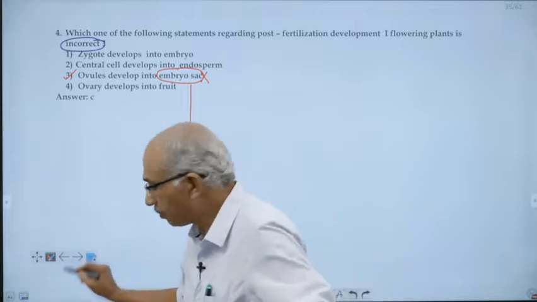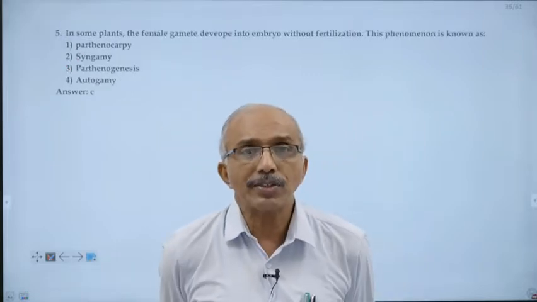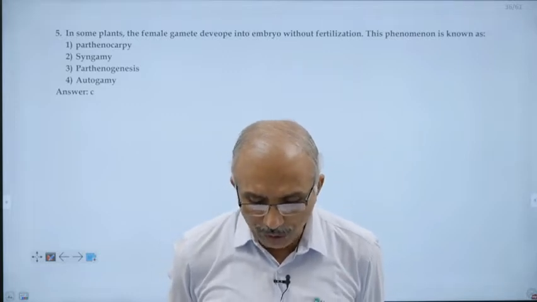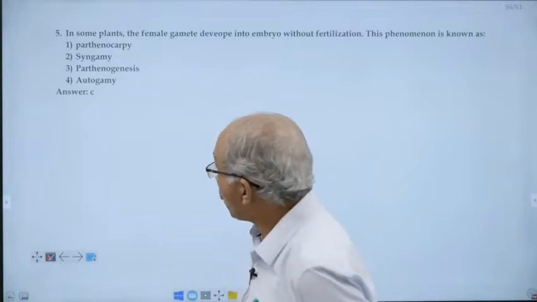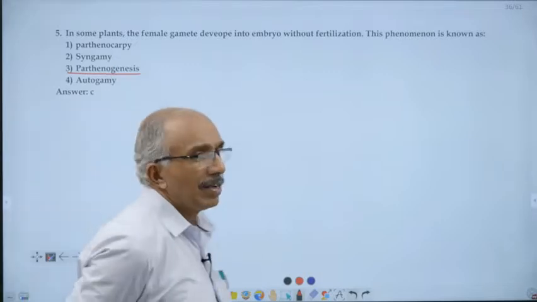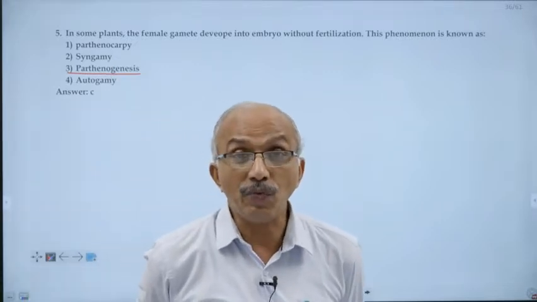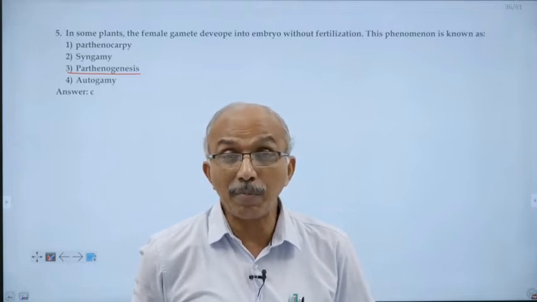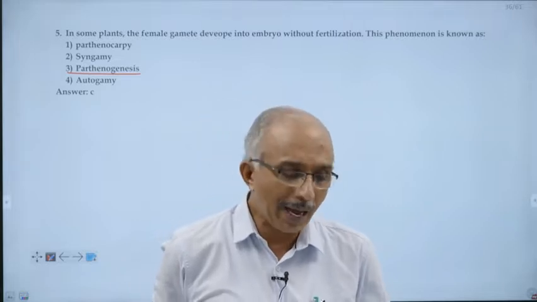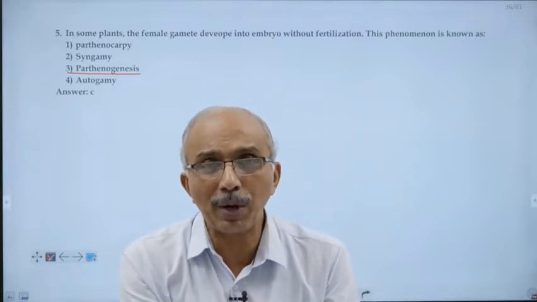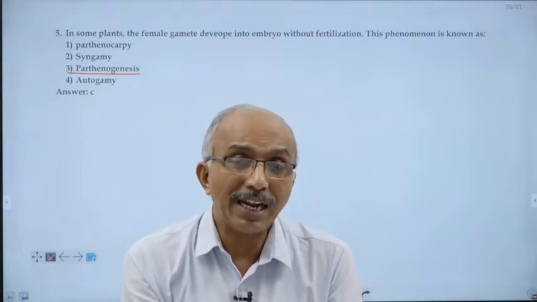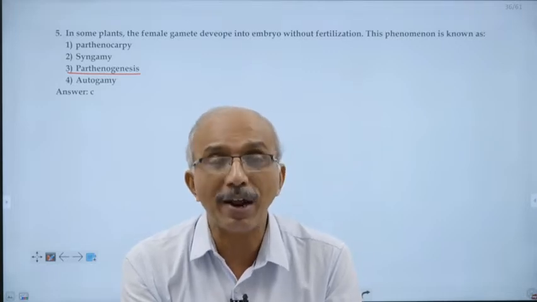Question number 5. In some plants, female gamete develop into embryo without fertilization. This phenomenon is known as parthenogenesis. What is parthenogenesis? Female gamete develop into embryo without fertilization. So the developed individual will be haploid.